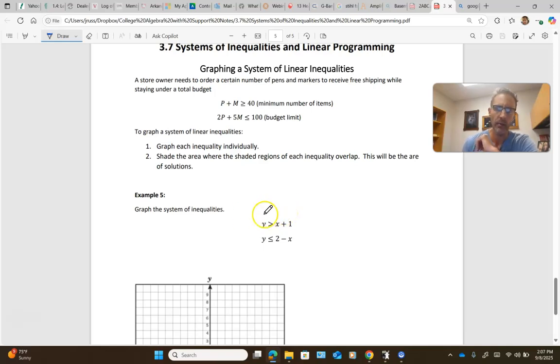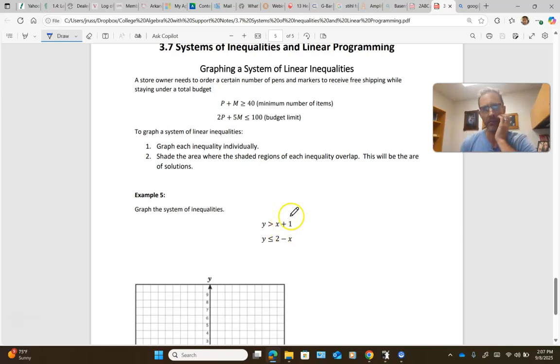And we're going to do this by graphing, okay? We're going to graph each of these inequalities separately, and any region that's intersected or overlapped, that will be the region that contains the solutions to both of the inequalities, okay?